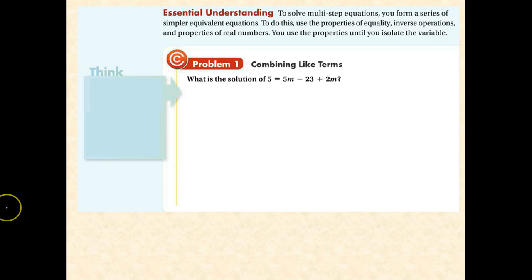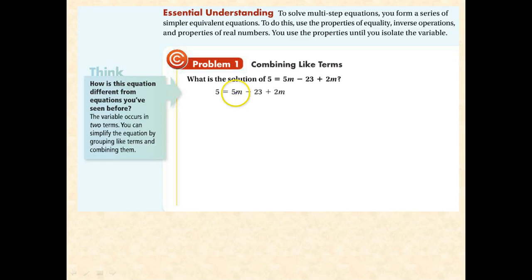Okay, so to solve multi-step equations, you're gonna use the same properties that we've been using. The properties of equality, the inverse operations, properties of real numbers, and your goal is always to isolate the variable. Get that letter by itself. Okay, so how is this equation different from equations you've seen before?